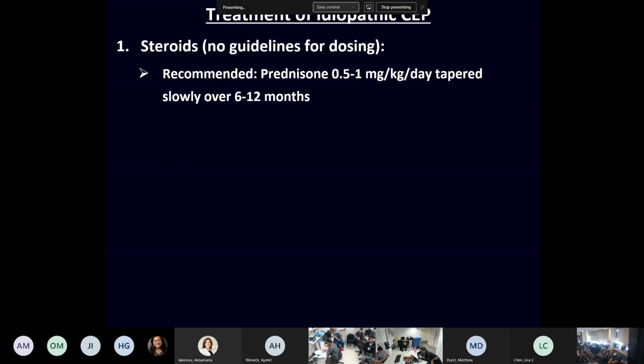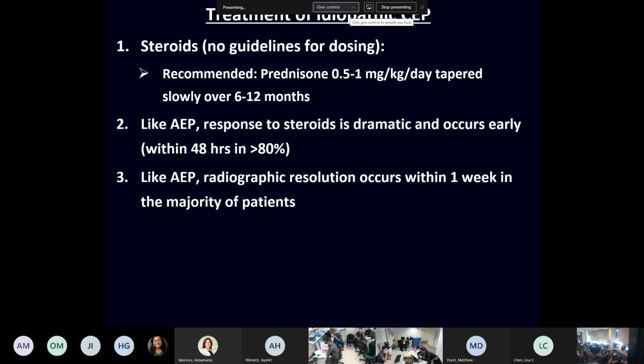Treatment here is interesting because, of course, steroids are going to be the primary therapy, and the recommended starting dose is 0.5 to 1 mg per kg per day, slowly tapered over a very long duration of time, so 6 to 12 months. And the problem with chronic eosinophilic pneumonia is as you taper the steroids, they will invariably develop relapse. And so the question is, how do you prevent that relapse? Because the remission is very prominent.